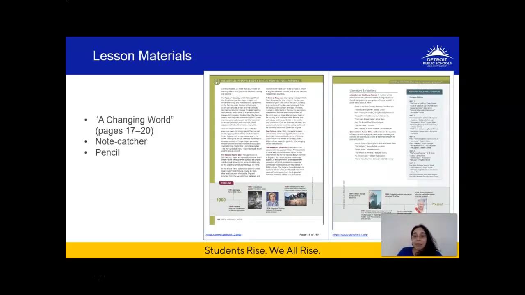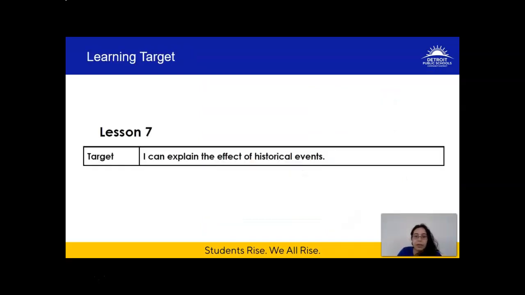The text that we'll be revisiting today is A Changing World. It's the same text as lessons 5 and 6, where we did the first read of the text. And today we are going to be going back into the reading to revisit some paragraphs and do a close reading of some of the text. The target for today is: I can explain the effect of historical events.